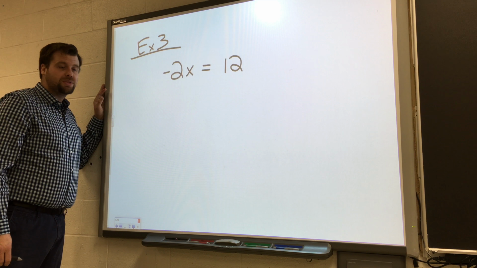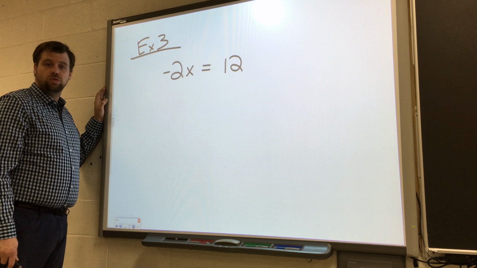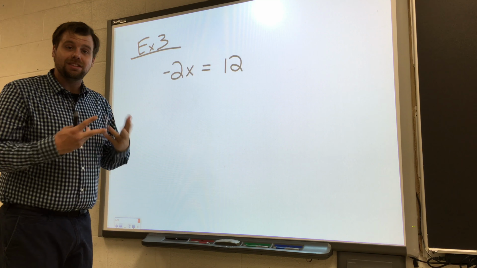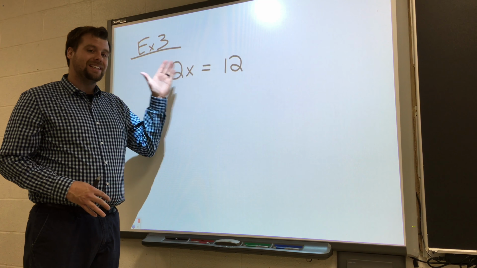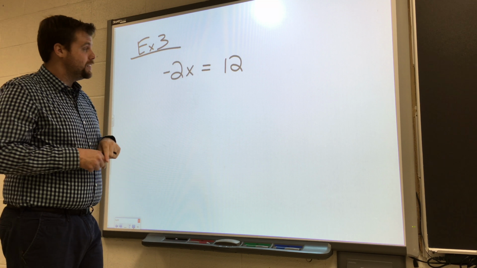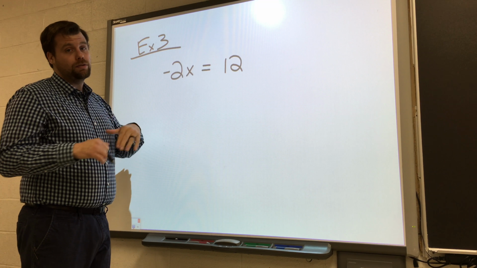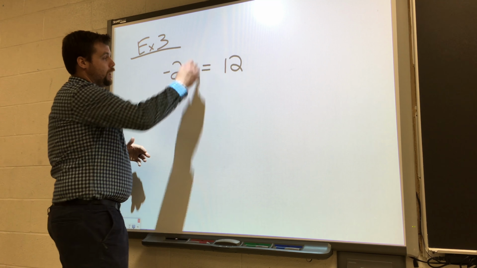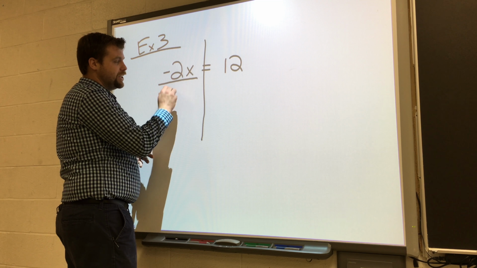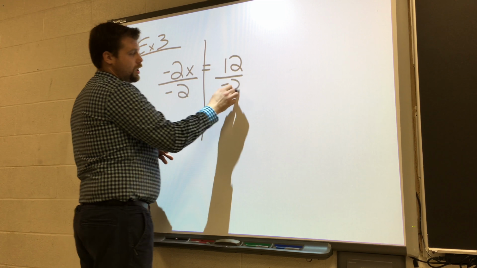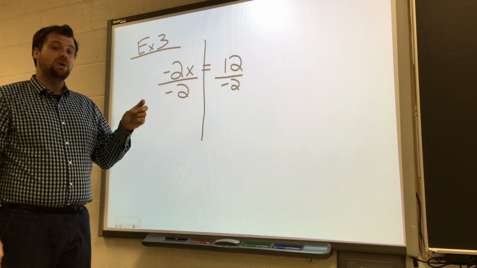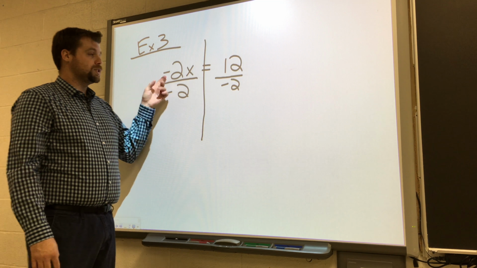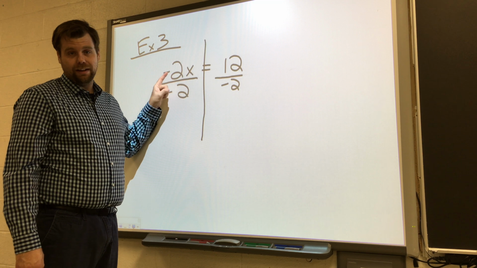Okay, example number 3, negative 2x equals 12. Right now, x is being multiplied by negative 2, and I want to solve for it, so that means I want to get it by itself. So what I need to do is get rid of what's happening to it, which is multiplication by negative 2. The opposite of multiplication is division. So I need to divide both sides by negative 2. Be very careful with your signs. You're multiplying by negative 2, so you have to divide by negative 2.